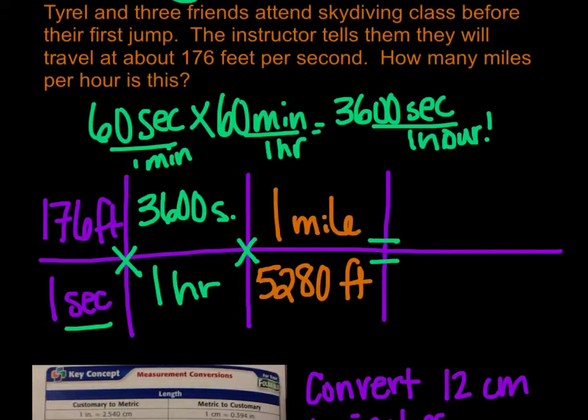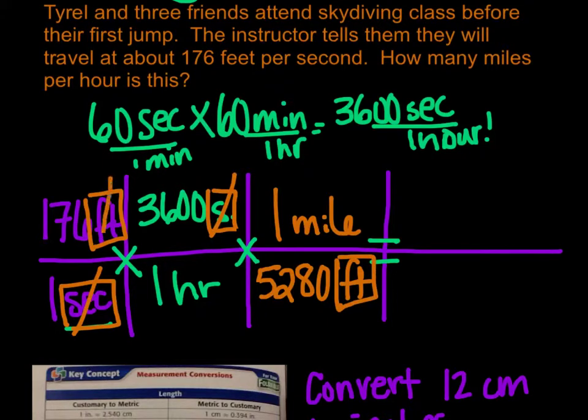So pay attention. Let's think about where I put my seconds initially and where I put them in the second part. Now, because they're on the top and the bottom, they cancel. As well, I have feet on the top and feet on the bottom, so they also cancel out. So that's kind of cool. So what I have left is miles per hour. Exactly what I was intending to have.